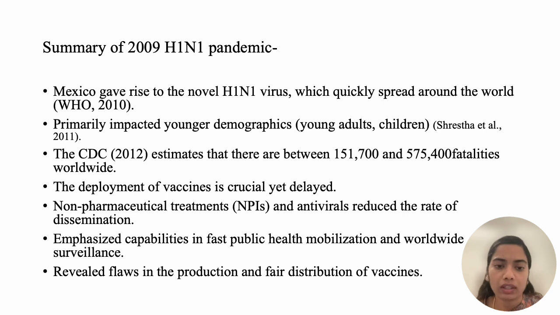Coming to the summary of overall H1N1 2009 pandemic, Mexico was the first to detect H1N1 virus and later spread all over the world. Primarily impacted people of the younger demographics, mainly younger adults and children. CDC estimates that there were between 1,51,700 to 5,75,400 deaths worldwide. The deployment of vaccines is crucial, yet delayed. Non pharmaceutical treatments like shutdown of the schools and public awareness campaigns and antivirals reduce the rates of dissemination of the virus. Emphasized capabilities in fast public health mobilization and worldwide surveillance.